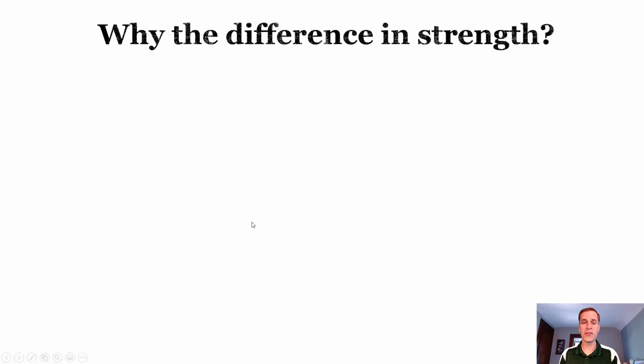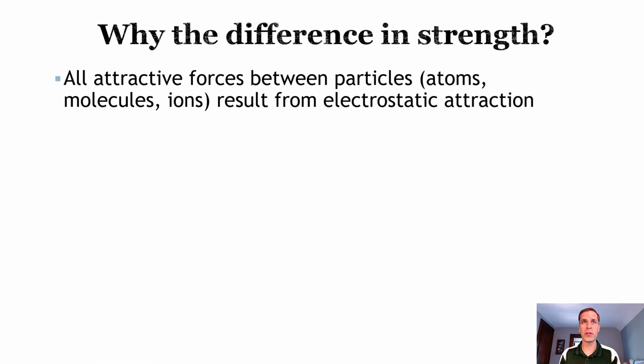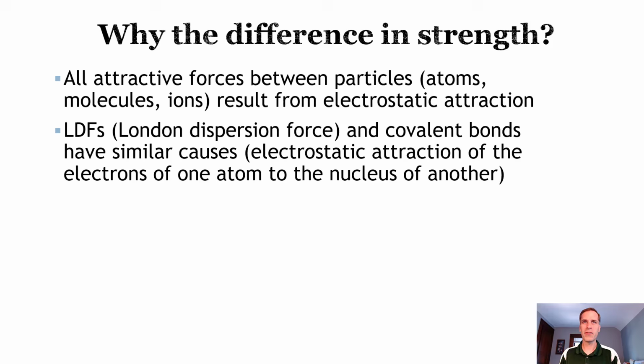So why these differences in strength? That's probably something we're wondering. Well, all attractive forces, when we're talking about particles between atoms, molecules, ions, etc., are actually the result of electrostatic attractions. And so we've got pluses and minuses that are attracting, and we think about Coulomb's law in terms of how that plays out. In the case of neon, we actually have London dispersion forces that are being formed. We'll talk more about those a little bit later in a couple of days, I think. But in the case of oxygen, we actually have covalent bonds that are formed.